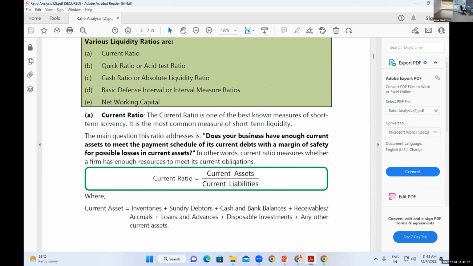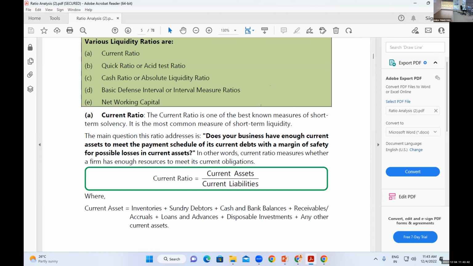Okay, current ratio. What is current ratio? Current ratio is equal to the relationship between current assets and current liabilities. It is expressed in terms of times: one time of current liabilities is covered by how many times of current assets. What is a current asset and what is a current liability? Any asset that can be converted into cash within one accounting period is called a current asset. Any liability that needs to be settled within one accounting period is called a current liability.